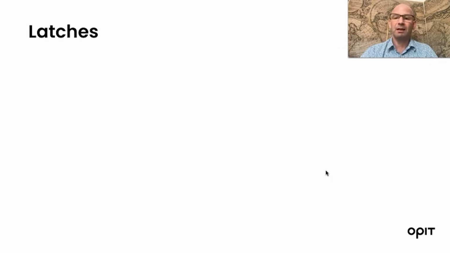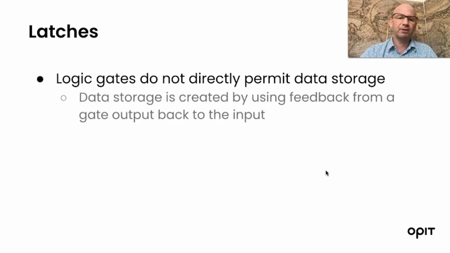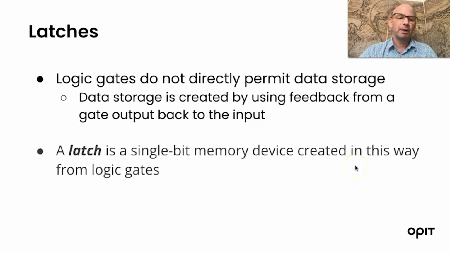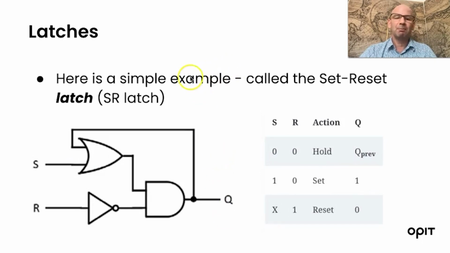Latches, on the other hand, can maintain state. They do not directly permit data storage. Data storage is created by using feedback from a gate output back to the input. But a latch is a single-bit memory device created in this way from logic gates. So here's an example of a latch, and it's a simple example called the set-reset latch, or SR latch.